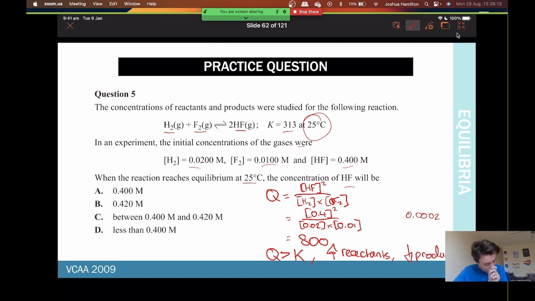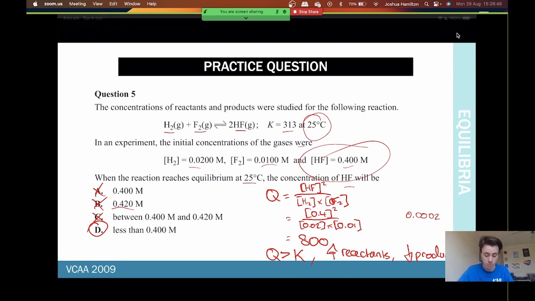So if I look at my value here, I was given HF is 0.4. If I want to say that at equilibrium, is it going to be 0.4? Well, no, this is what I initially had. It's going to change. It needs to reduce, so it's not going to be a bigger number at equilibrium. I'm left with the answer D, less than 0.4 molar. That's really important because it needs to reduce. You cannot figure out what the actual value is. You just need to know that it needs to reduce.